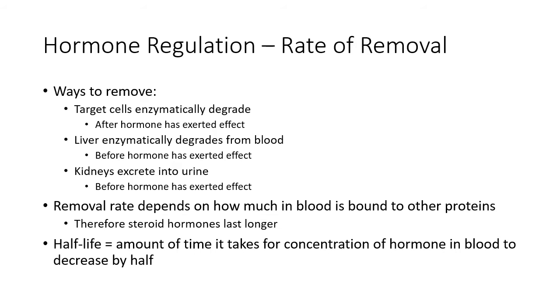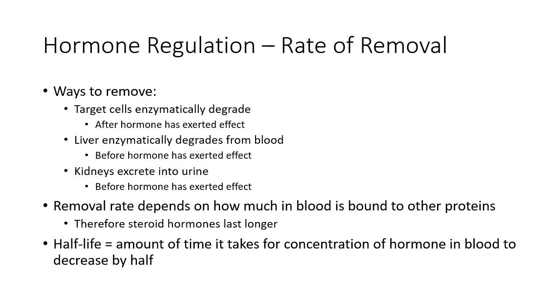You also have several ways to remove hormones from the blood. One thing you can do is have the target cells release enzymes that actually degrade the hormone. The liver also has enzymes that degrade hormones from the blood. Finally, you could have the hormone be excreted into the urine by the kidneys. So you can either break it down using enzymes or you can excrete it into the urine.